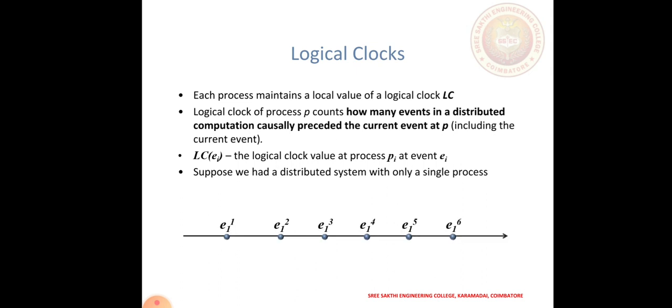Suppose I have only one process. Every event is scheduled by means of numbering, and that event value is scheduled by LC values. For example, E1 has LC value 1, E2 has LC value 2, E3 has LC value 3, and then 4, 5, 6. Likewise, every process has LC values.